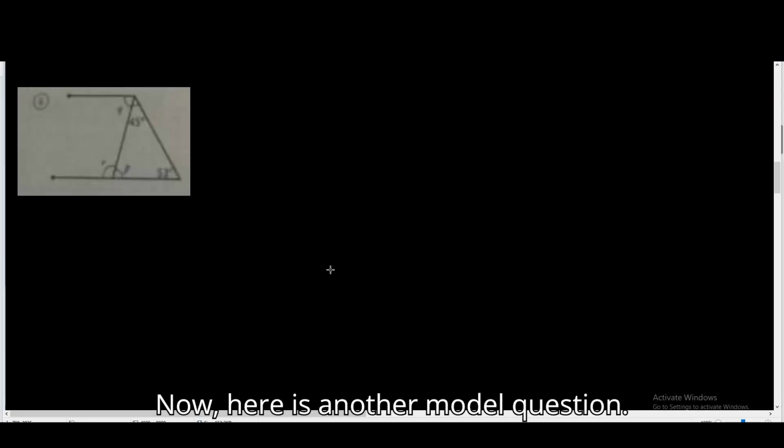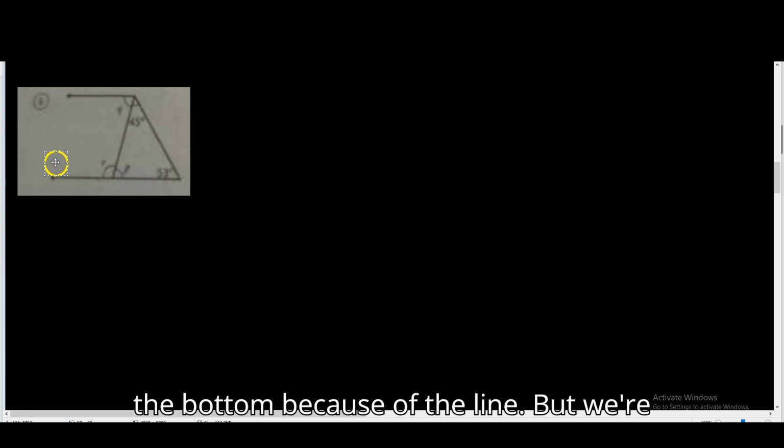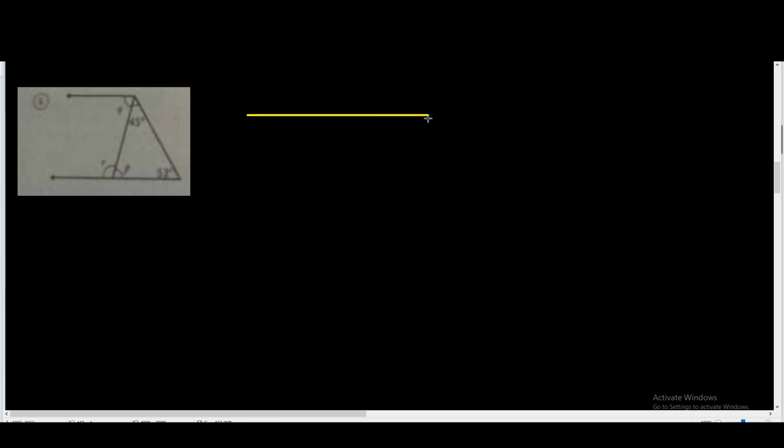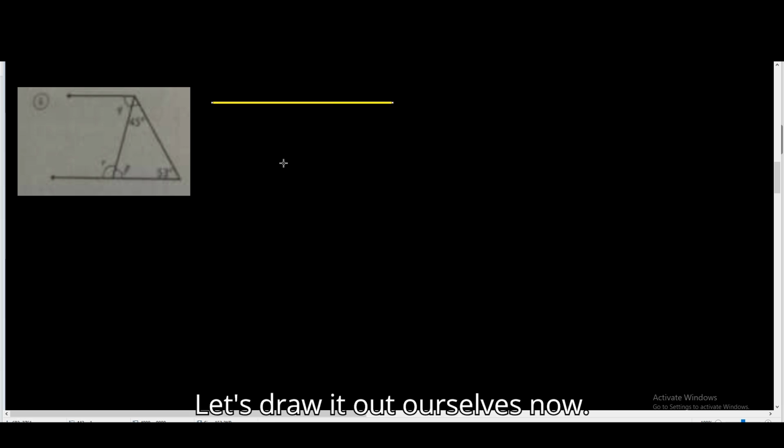Now, here is another model question. You can see there are two lines that are parallel, because if you look carefully at this, though it's not clear, there's a sign here stating that the line is parallel to the one at the bottom. But we're going to draw it out ourselves. Let's draw it out ourselves now.